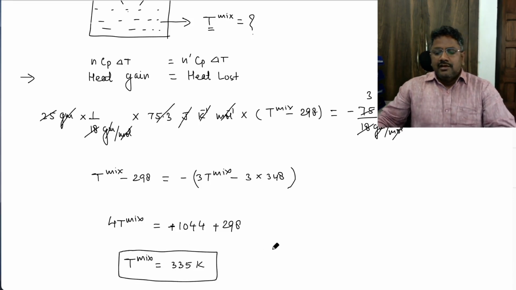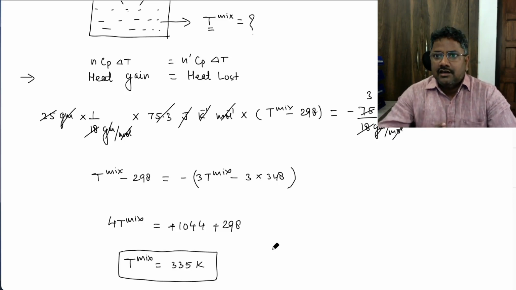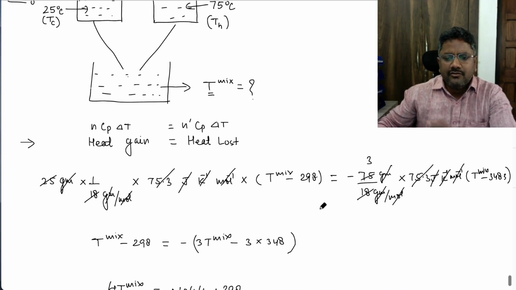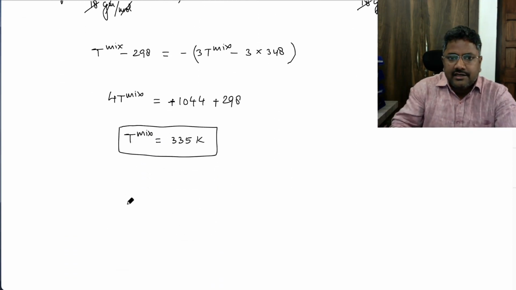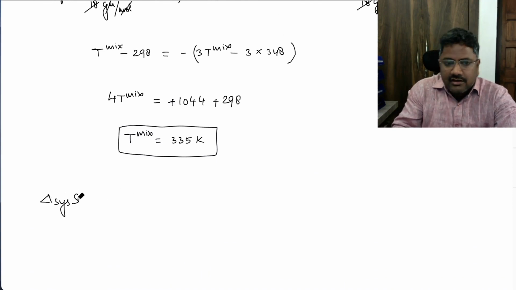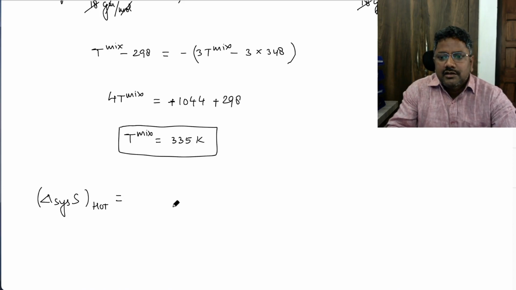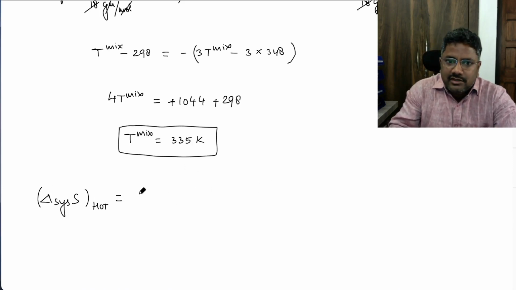Okay. So first we have calculated the final temperature of this mixture, T mixture. Now we can calculate the delta S system for hot water. What formula can we use here? n Cp ln T2 by T1. So n Cp ln T2 by T1.